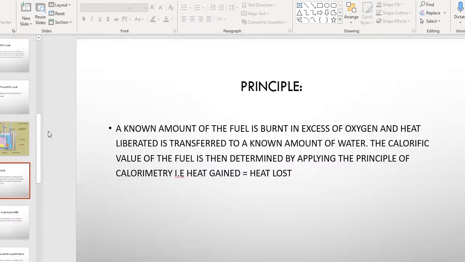After that, we will see the principle of measurement or determination of calorific value. Basically, the calorimetry principle is used. A known amount of fuel is burned in excess oxygen and the heat liberated is transferred to a known amount of water. So this is from my side.